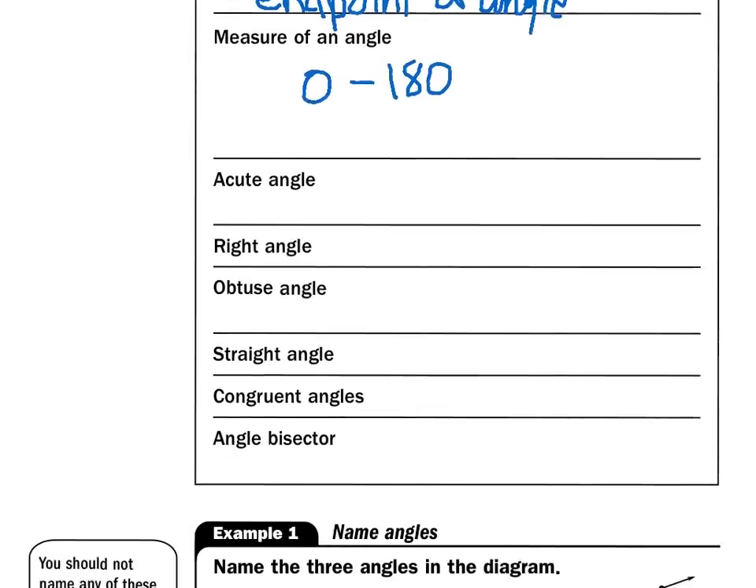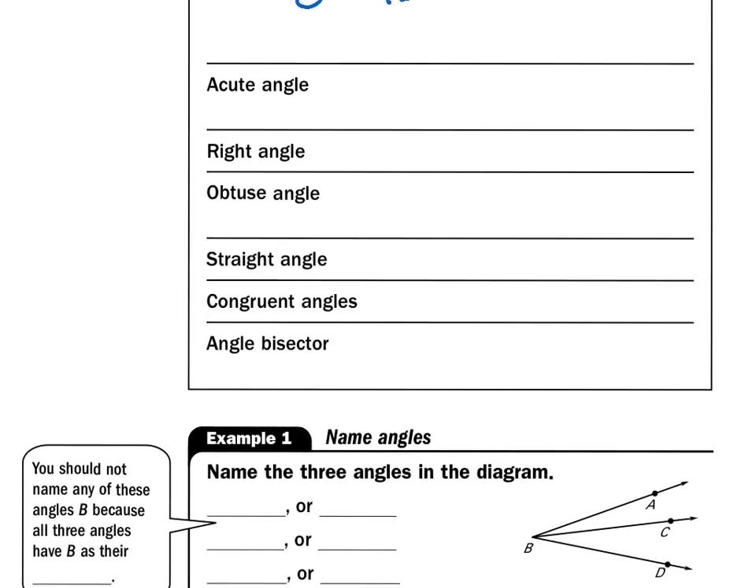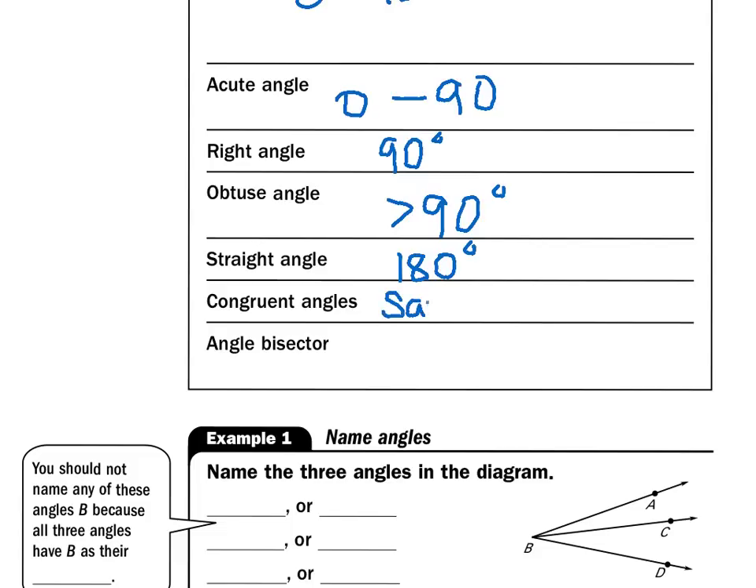An acute angle, you probably remember this, is an angle that is between 0 and 90. And it can't include 90, so it has to be under 90. A right angle is exactly 90 degrees. Obtuse is greater than 90. Straight angle, 180. Congruent angles, they have the same measure.